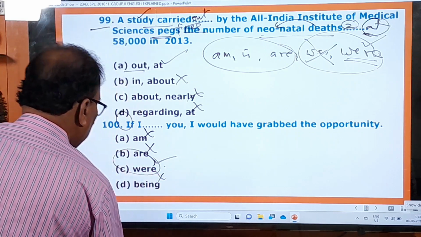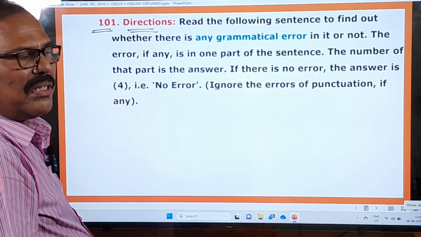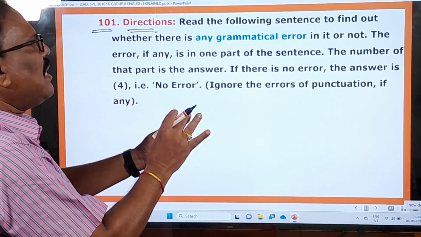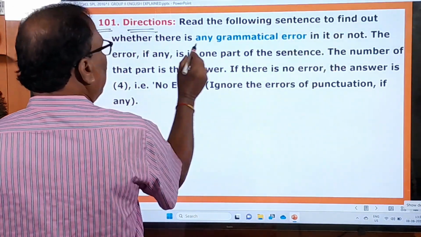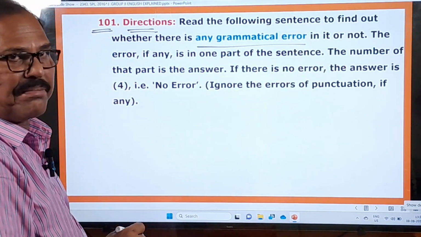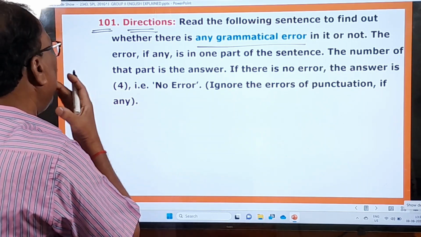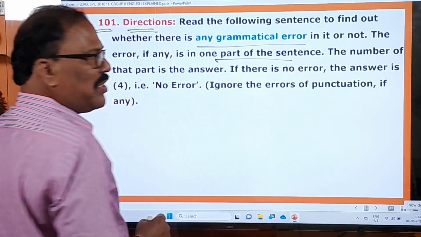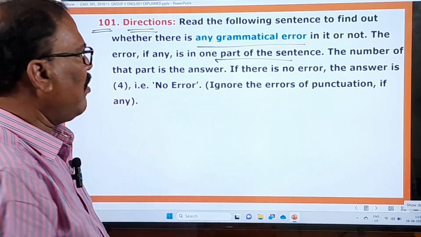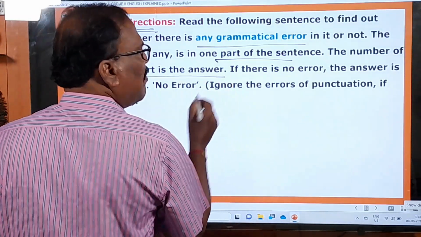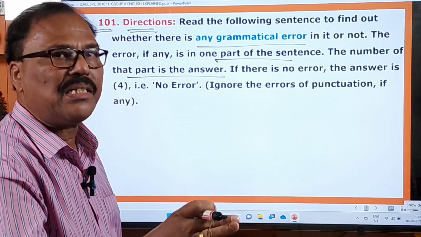Now let's go to the next sentence. 101 sentence is there. Directions are given here. It is somewhat lengthy. Directions are lengthy, but the question is very small. Read the following sentence to find out whether there is any grammatical error in it. The error, if any, is in one part of the sentence. If at all there is to be any error, it will be only in one part of the sentence, not many. The number of the part is your answer. That part that contains a grammatical error is your answer, right?